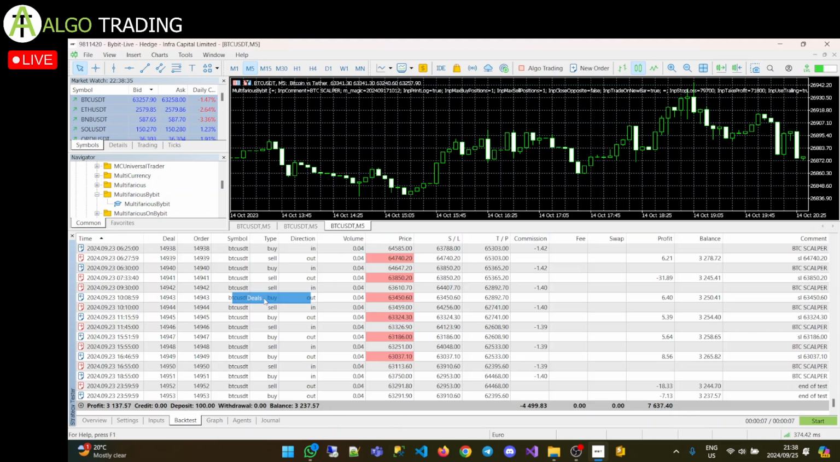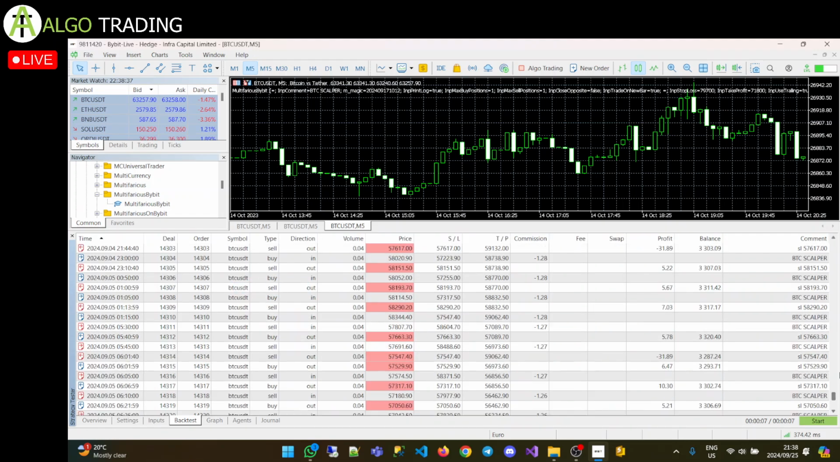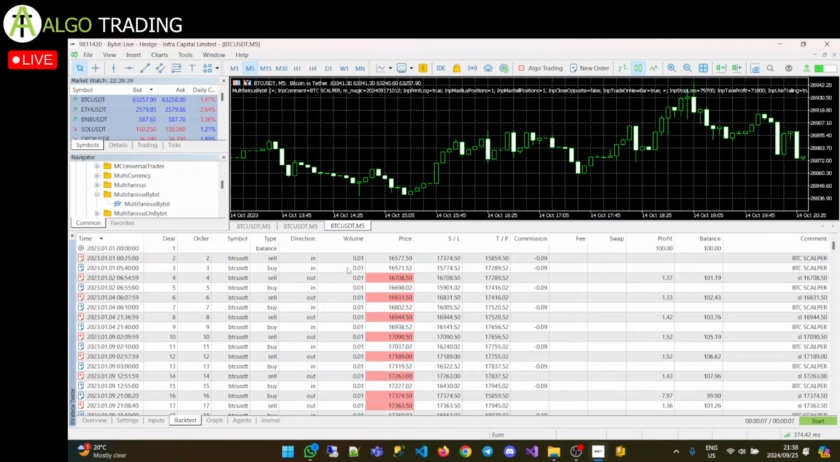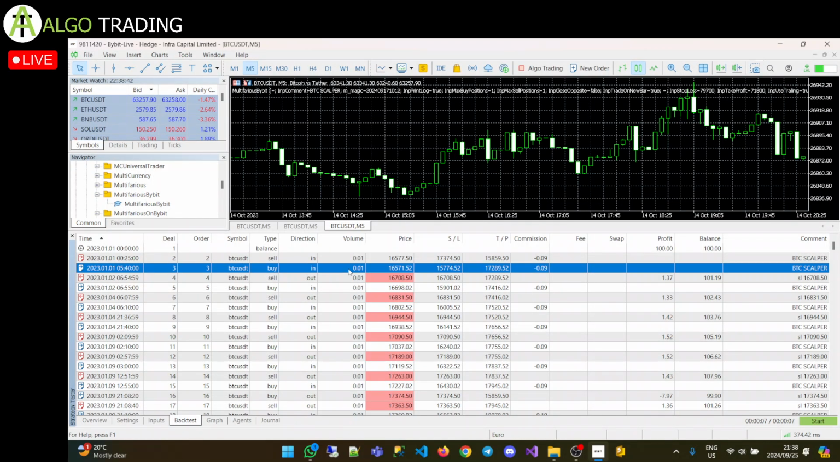If you look at our deals, due to the minimum lot value. So trading Bitcoin on BYBIT, the minimum lot that you can bet or use is 0.01. You cannot get lower than that.